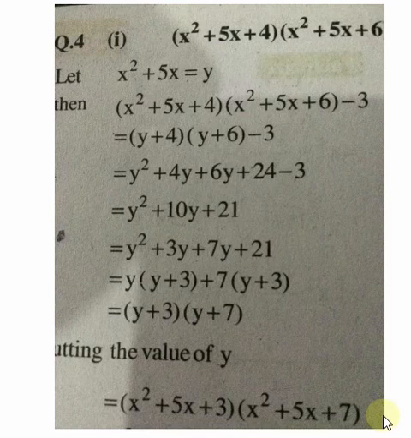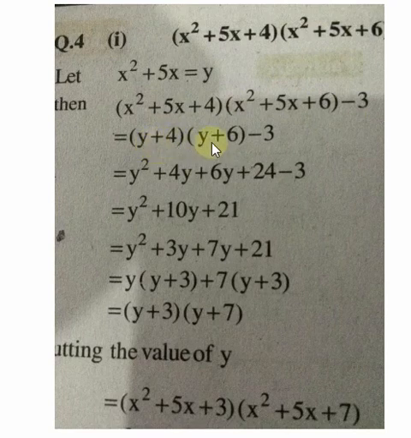In such type of questions, we always substitute the value which is same in both brackets. Like x square plus 5x is common in both the brackets, so we take x square plus 5x as y. So by substituting y against x square plus 5x in both the brackets, we have y plus 4 and y plus 6, and minus 3 remains the same.